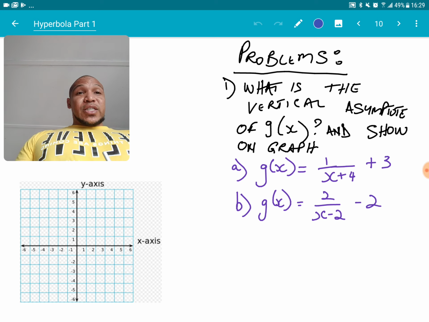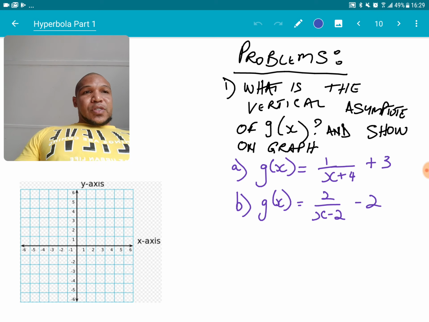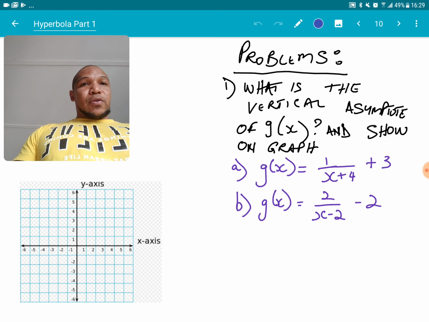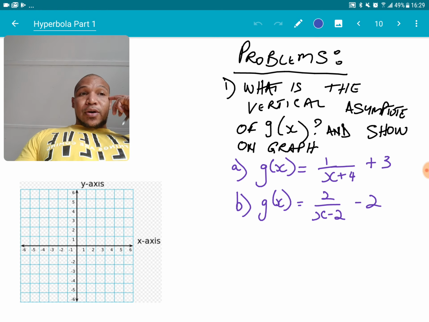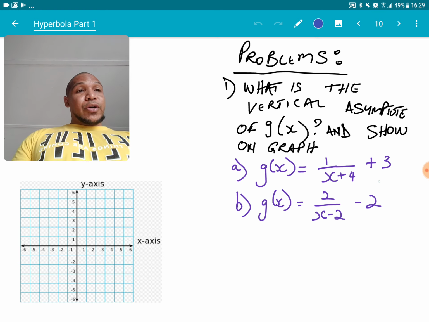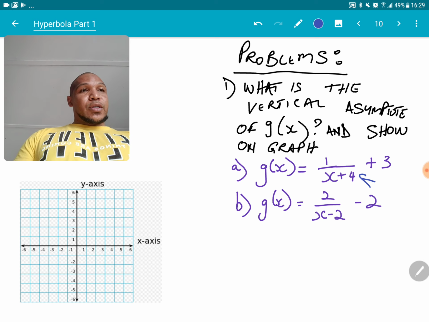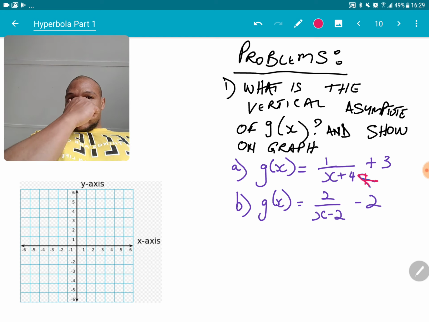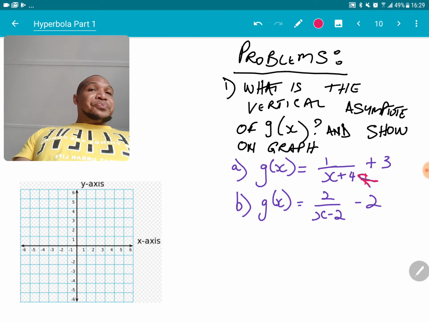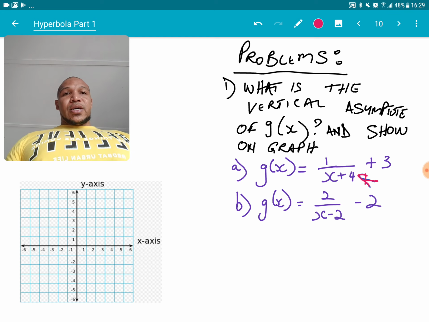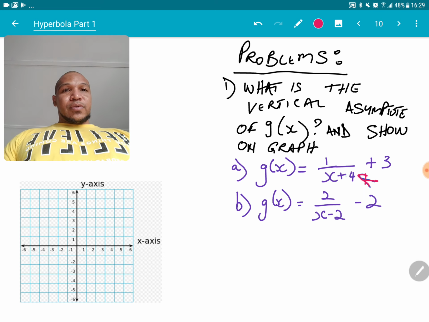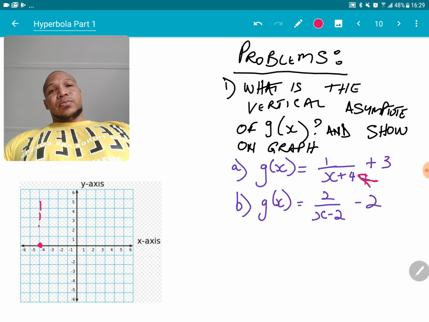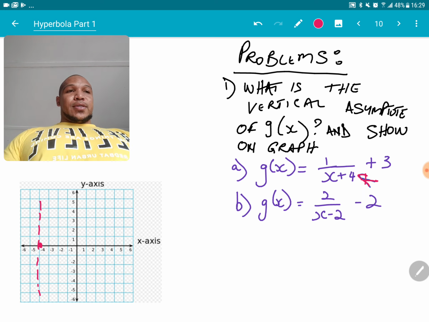Let's look at the vertical asymptote of g of x. So, what is the vertical asymptote of g of x? And show it on the graph. What are we going to have a look at now? Let me just make it another color here. We're going to look at that value, plus 4. But remember, what we said was that if that's a positive, it will become a negative. So, that's my point. And then if I need to show it, it will be a vertical line.